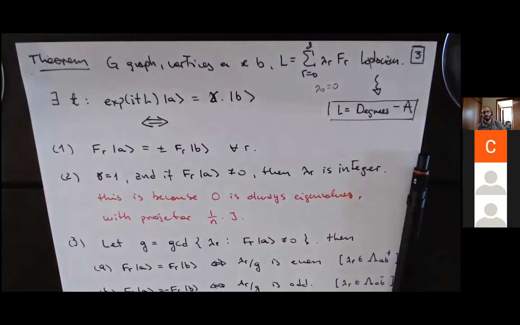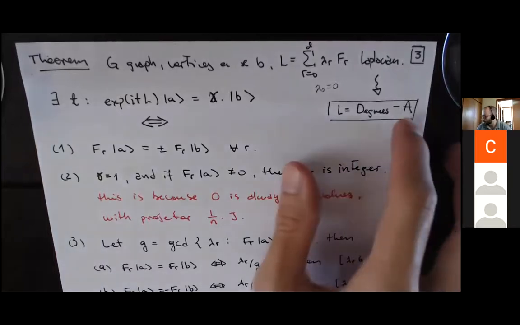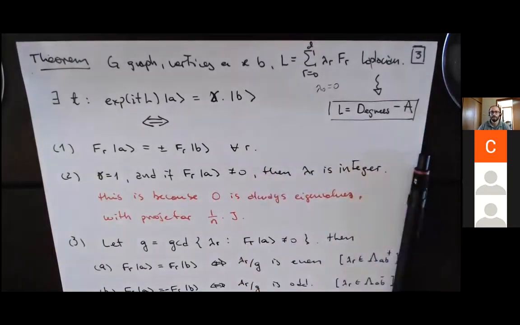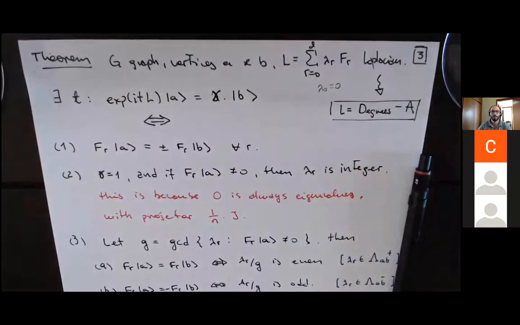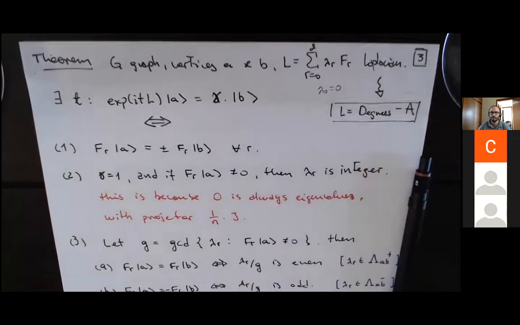If the graph is regular, then it really makes no difference to use either the Laplacian or the adjacency matrix model, because you're simply multiplying the matrix by -1 and adding a multiple of the identity, and that doesn't change much what happens here, the exponential of itL. But if the graph is not regular, then these degrees are not constant, and this actually creates a completely different model.